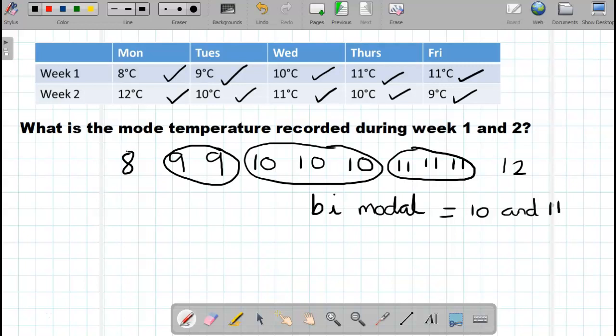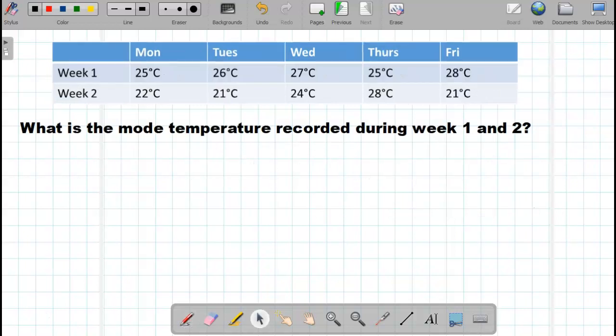So your turn to have a go. Here's some more data, probably taken from our country at the moment because it looks like the sort of temperatures we would get in the spring. Have a look at this data and tell me what was the mode temperature recorded during week 1 and week 2. Okay, so you've had a chance to have a go at this yourself. Let me show you how I would answer it and see if your answer matches mine.